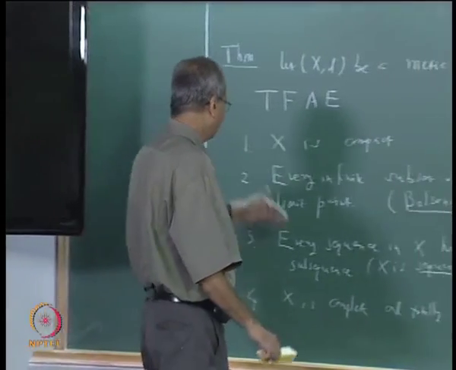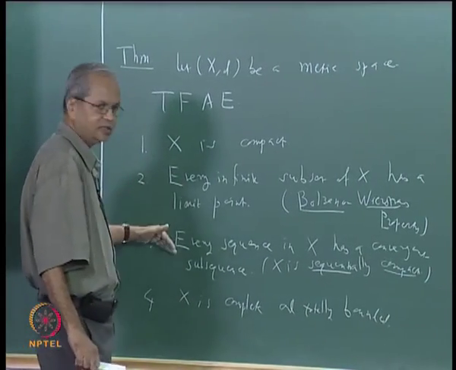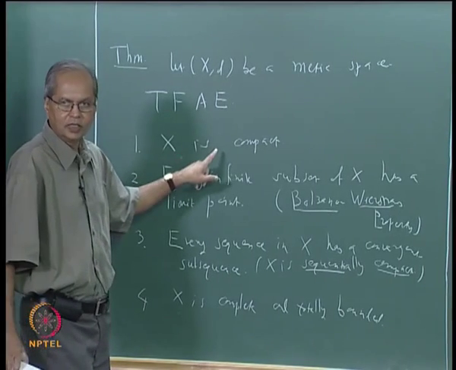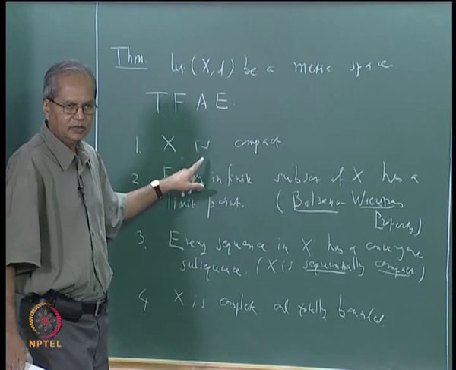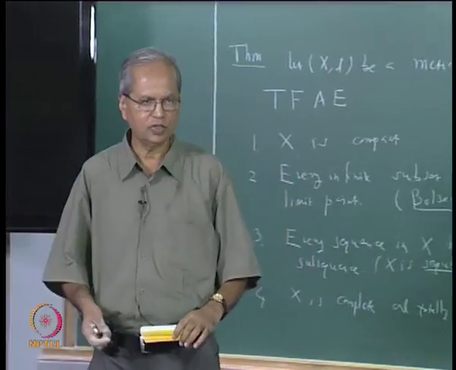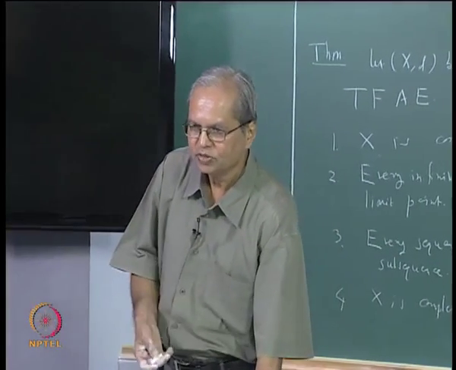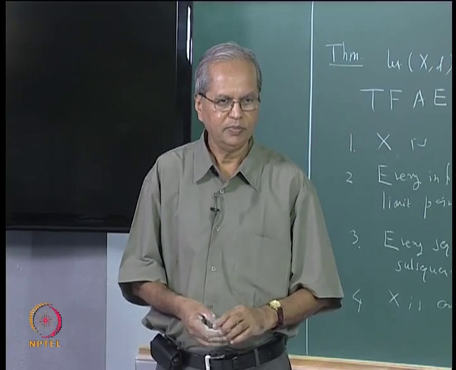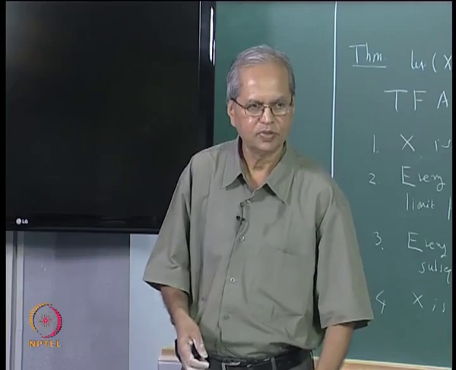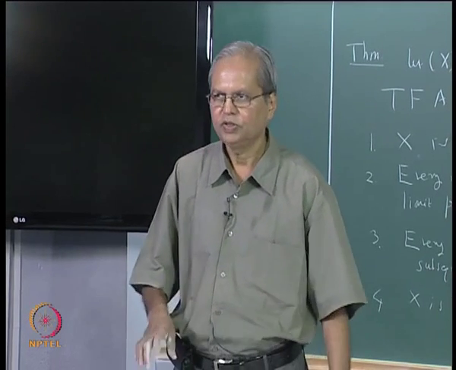So that proves the equivalence of all these conditions, and we have already seen that this theorem implies in particular the Heine-Borel theorem, namely that in the real line a set is compact if and only if it is closed and bounded. It also implies the Bolzano-Weierstrass theorem, namely that every bounded sequence of real numbers has a convergent subsequence. We will stop with that for today.